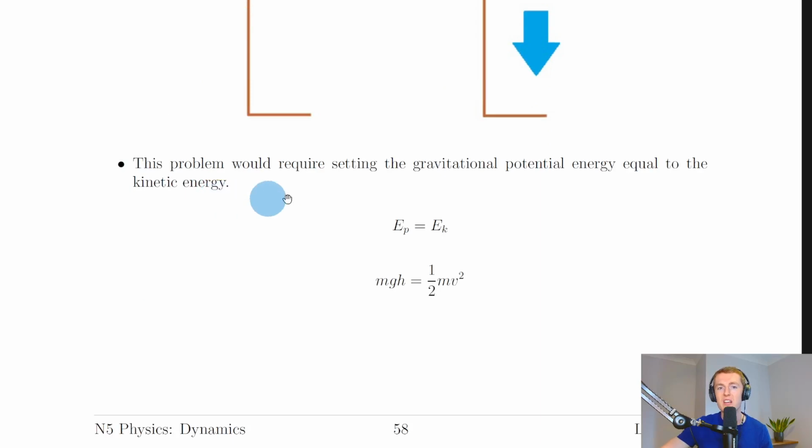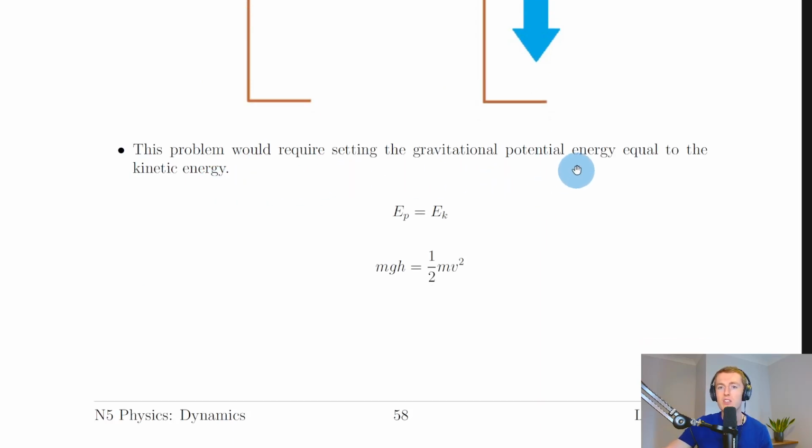It then says that this problem would require setting the gravitational potential energy equal to the kinetic energy. So you could say here that by conservation of energy, assuming no energy losses, the EP is equal to EK, or you could rewrite this in terms of the equations. So we have mgh for the gravitational potential energy is equal to a half mv squared for the kinetic energy. And this would allow you to calculate things like the height of the ball to begin with, or the speed of the ball just before it hits the ground, for example.